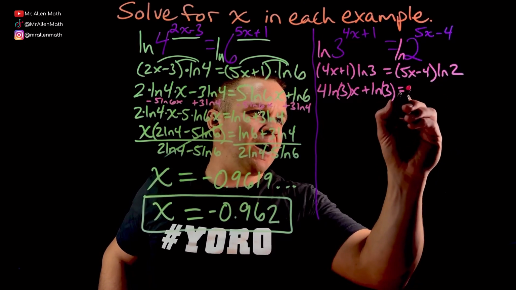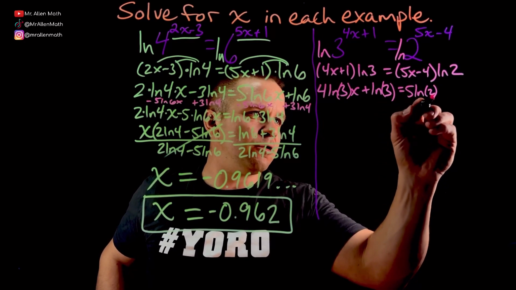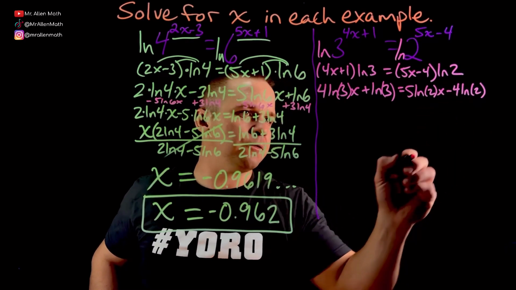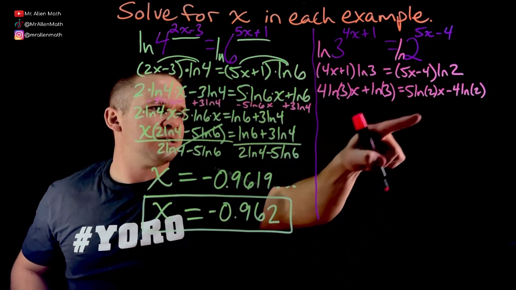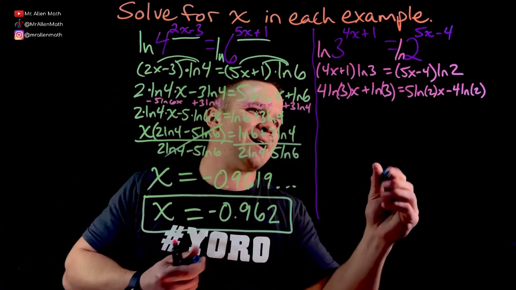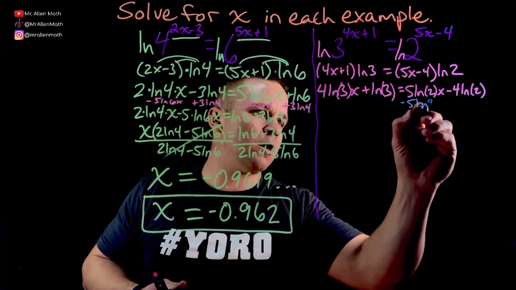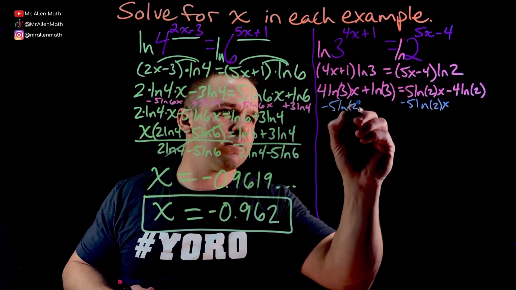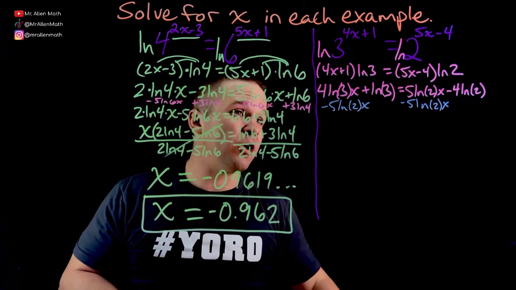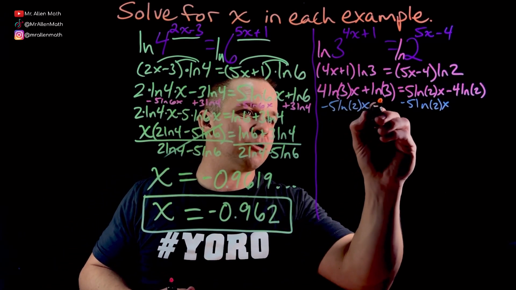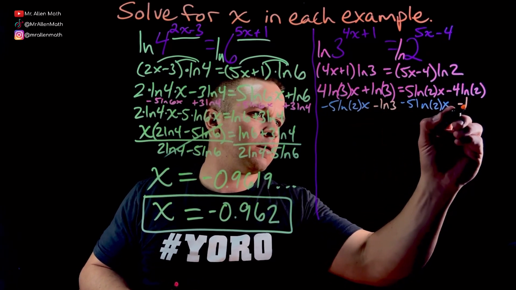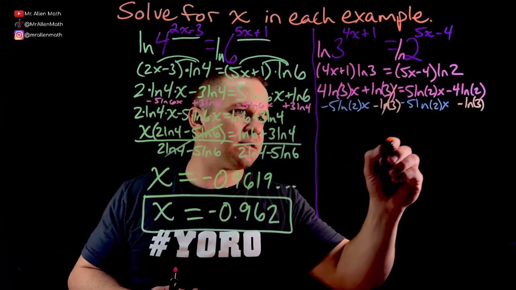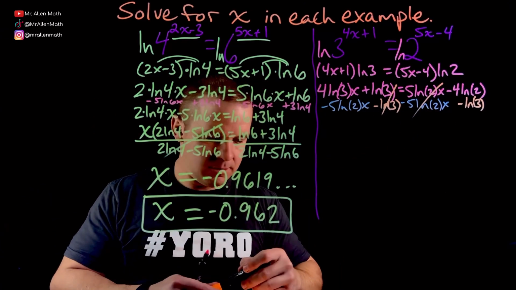Next part, we got 5 natural log of 2 times x minus 4 natural log of 2. Lovely. Time to get our x's over. So I'm going to subtract 5 natural log of 2x on both sides, and we're going to go ahead and subtract natural log of 3. Okay, so those cancel. These cancel.